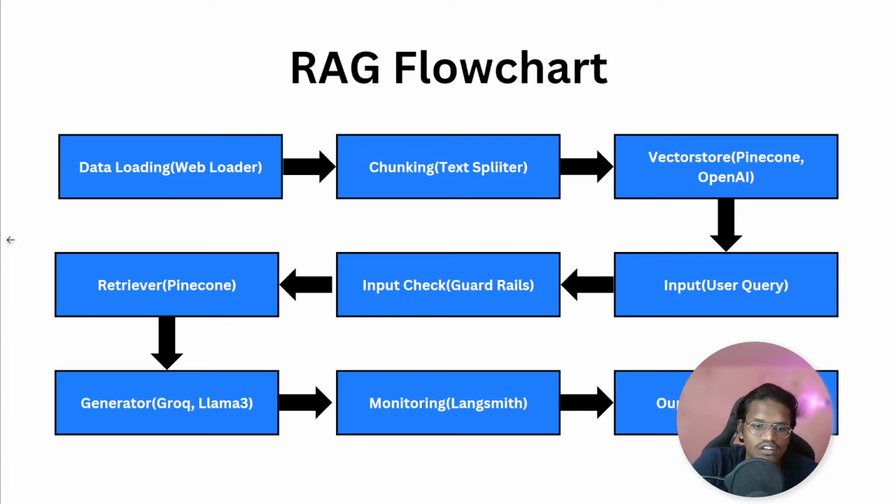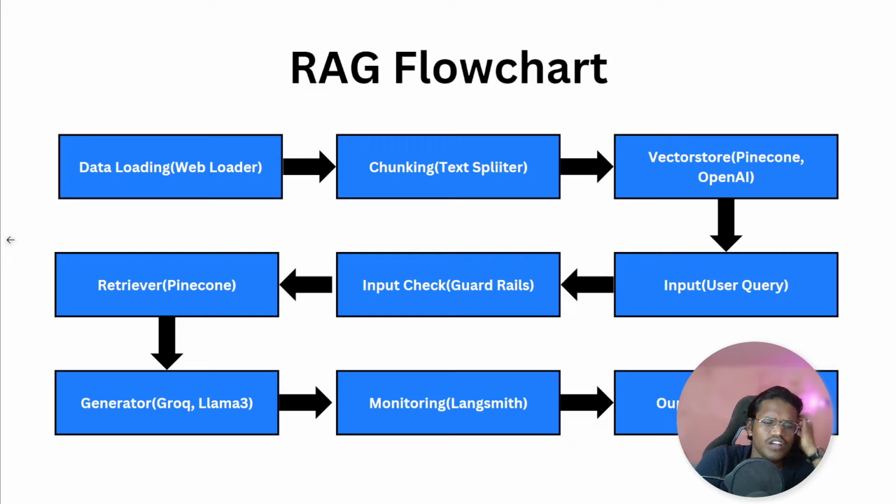Because retrieval, generation, and monitoring are all going to cost us a lot of tokens, and we can avoid that. So for that, we are adding a step known as input check. And by the way, you can also monitor the number of tokens you are using with the help of Langsmith itself, which we will see in the monitoring component.